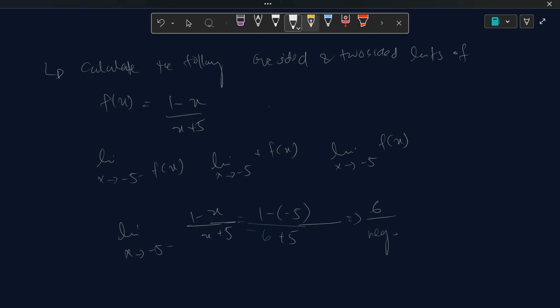Since you're getting a negative number at the bottom, you can report it as 0 from the negative side, so 0 from the left. Since you get a positive number at the top and a negative number at the bottom, that basically means you'll end up getting negative infinity, because positive over negative is a negative number, and you already know that your answer will be either positive infinity or negative infinity.